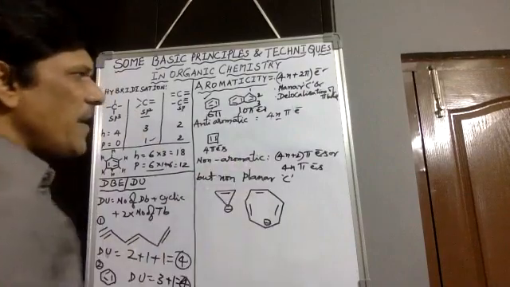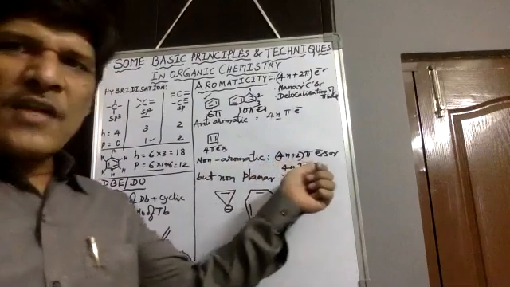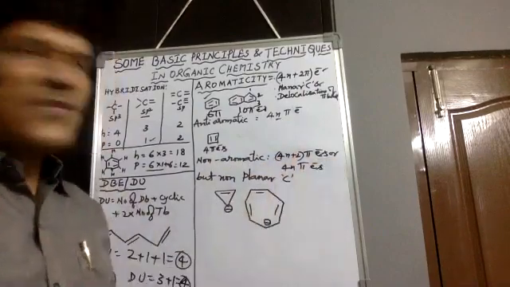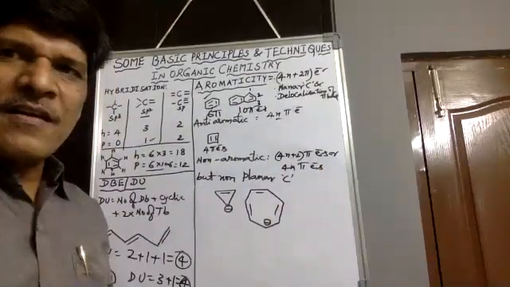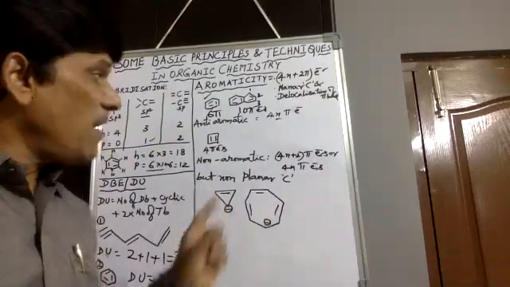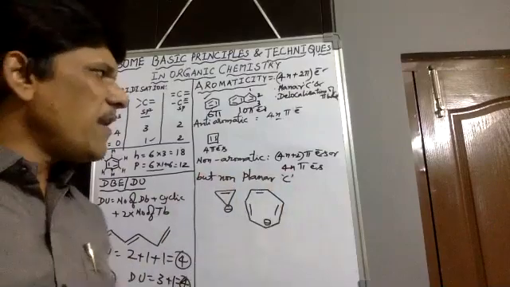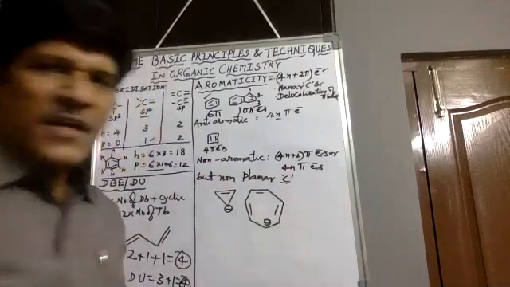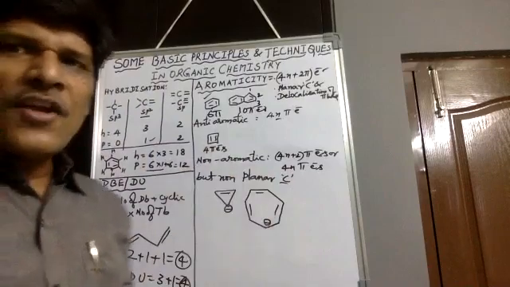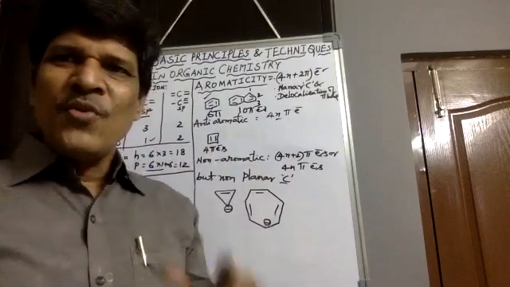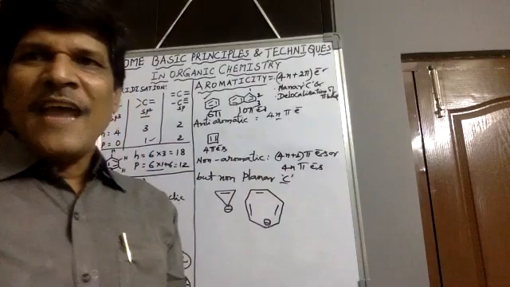Then the third type is non-aromatic. If the compound has 4n plus 2 pi electrons or 4n pi electrons with non-planar carbons, non-planar carbon always gives non-aromatic nature. Non-aromatic compound stability lies between aromatic and anti-aromatic.